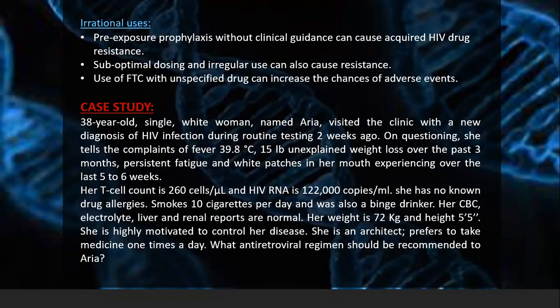Her T cell count is 260 cells per microliter, and HIV RNA is 122,000 copies per ml. She has no known drug allergies, smokes 10 cigarettes per day, and was also a binge drinker. Her CBC, electrolyte, liver, and renal reports are normal. Her weight is 72 kg and height is 5 foot 5 inches.